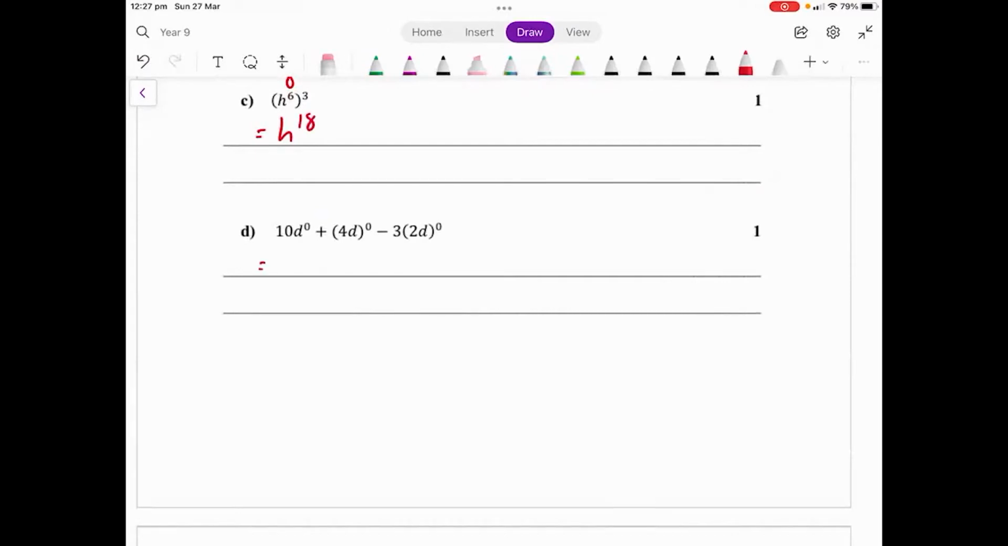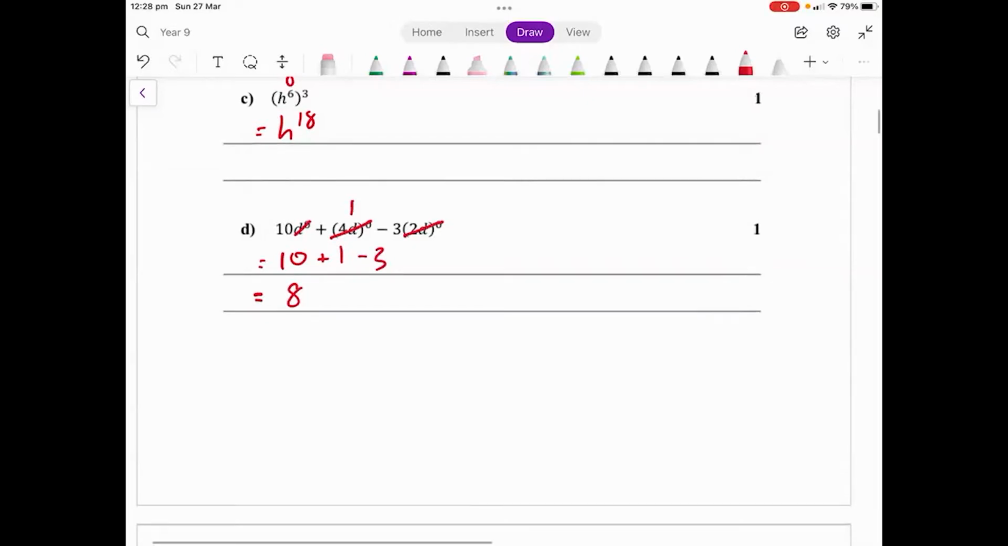Question D, everything that has a power of 0 gets replaced by 1. So d to the power of 0 gets replaced by 1. 10 does not get replaced by 1. 10 has a power of 1. 4d is all inside brackets, so all of that gets replaced by 1 because it's raised to the power of 0. And 2d, all to the power of 0, also gets replaced by 1. That gives us 10 plus 1 minus 3, which is 8.